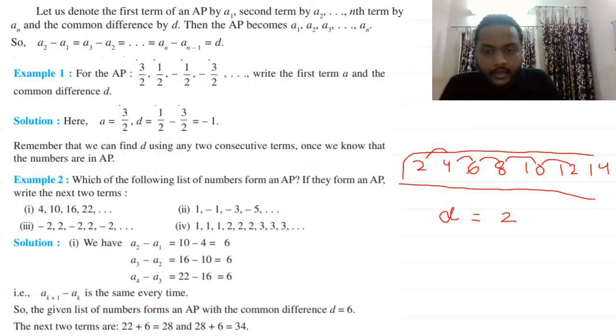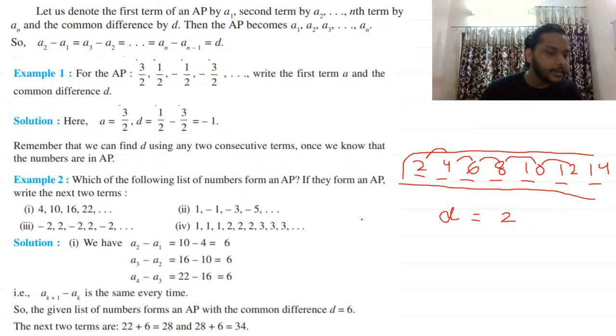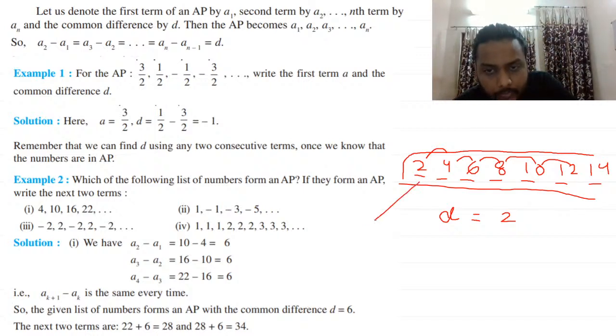ओके नाउ the terms that I am having 2, 4, 6, 8, 10, 12, 14, these are known as what? These are known as the terms of AP. Okay, इनको बोलते हैं AP के terms. So this is what we call the first term, और first term को हम लोग represent करते हैं A1 से या A से. ठीक है. second term को हम लोग represent करते हैं किससे? A2 से.